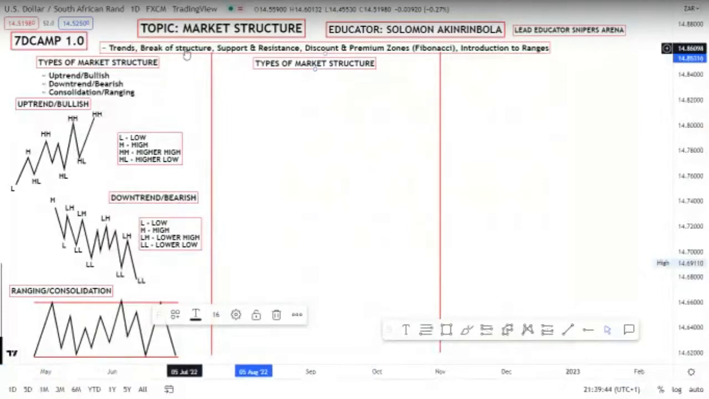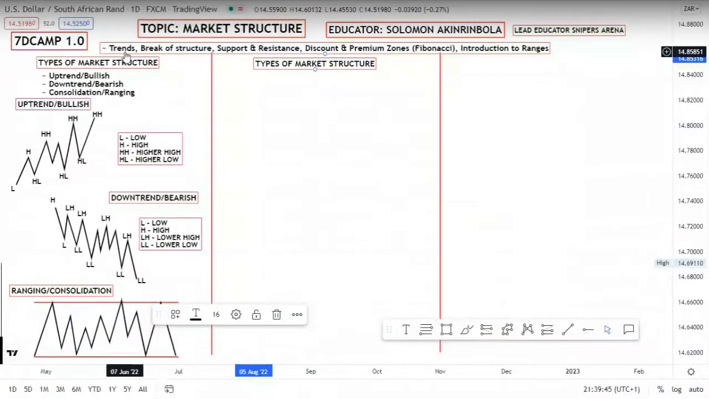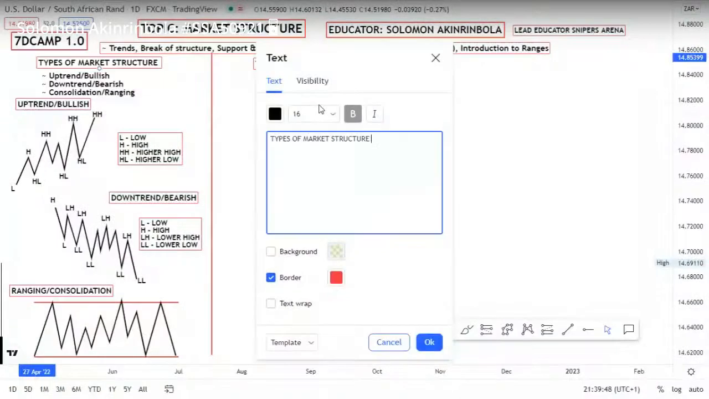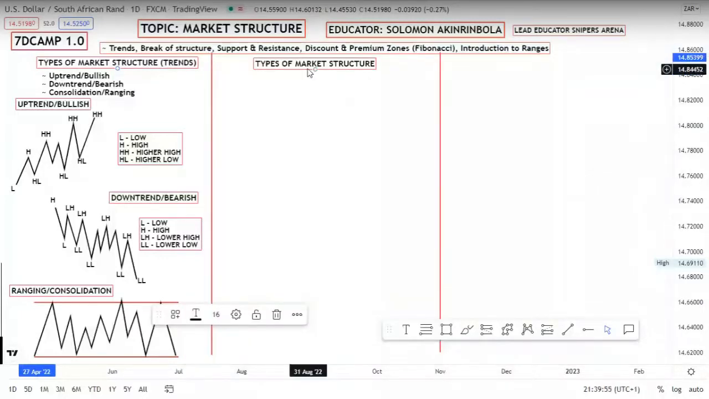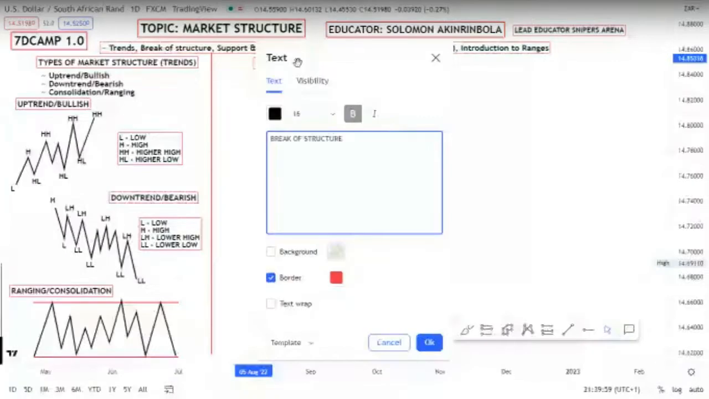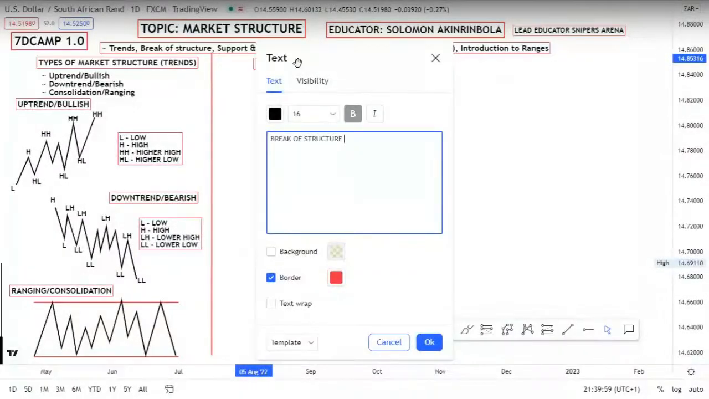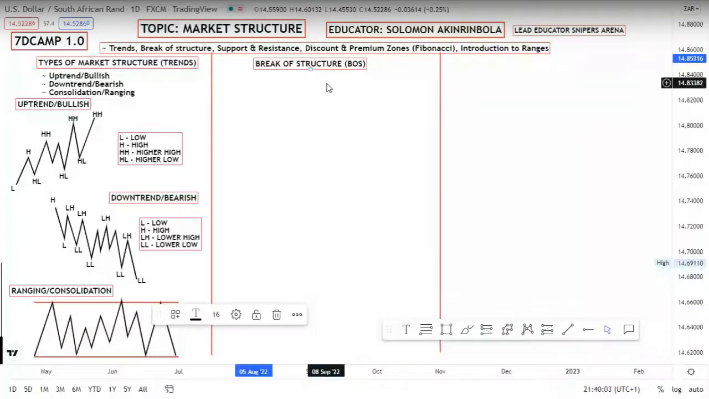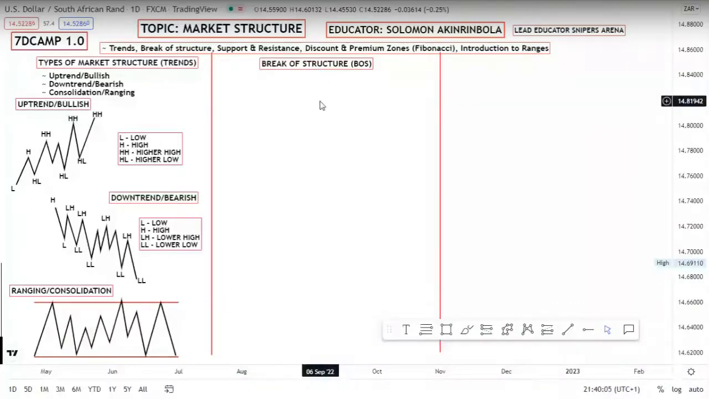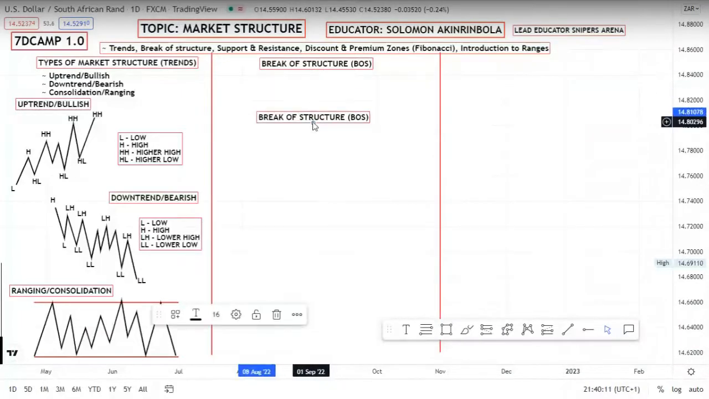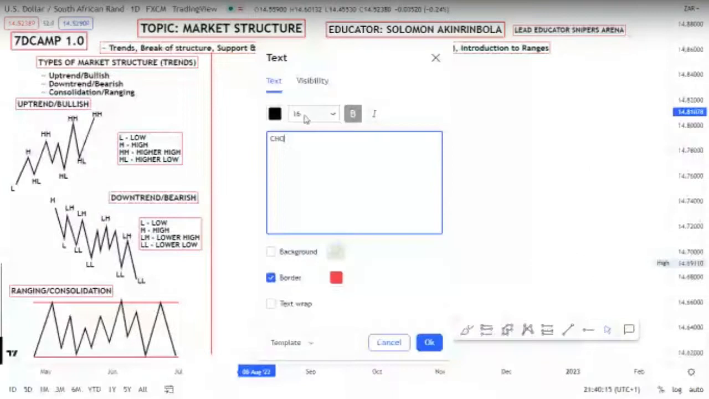So I've done trends. The next subtopic is breakout structure. Some people call it BOS. Now, guys, let me tell you something. All respect to everyone here, in my opinion, some other people call it CHOCH, something like that.